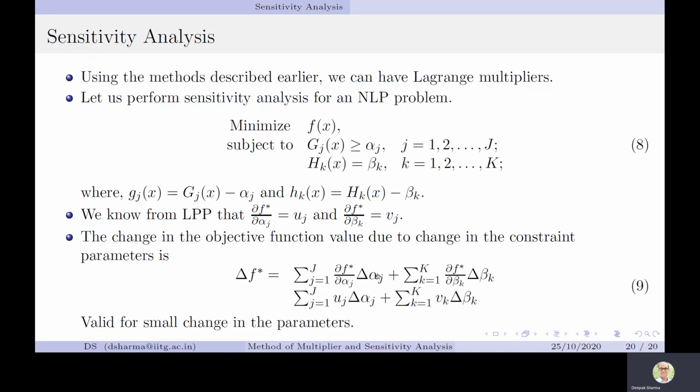So in this sensitivity analysis, we can see how much the objective function value changes if I change the right hand side of the constraint given in equation number 8, without using any optimization algorithm to find the new optimum solution. This will help us understand the change in the objective function value.